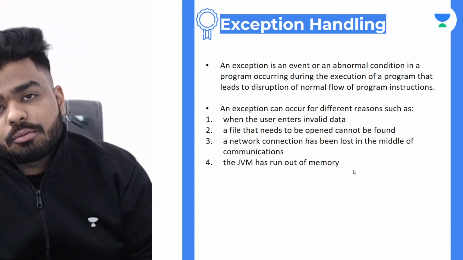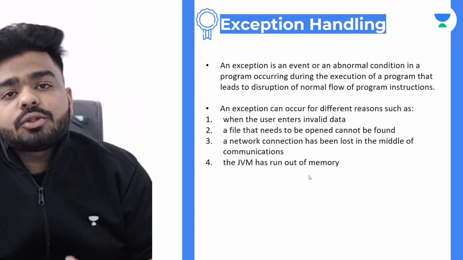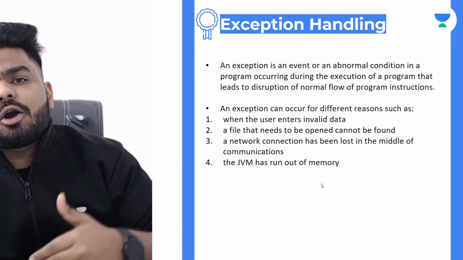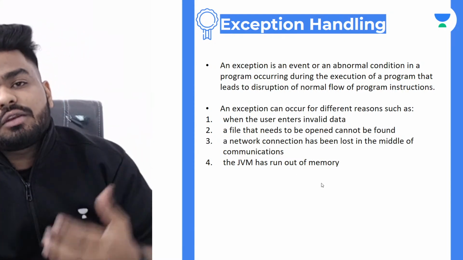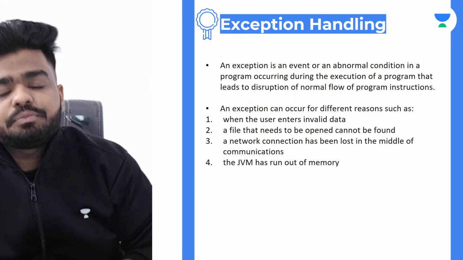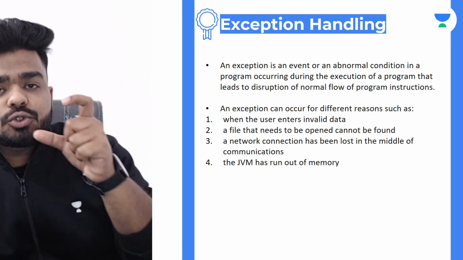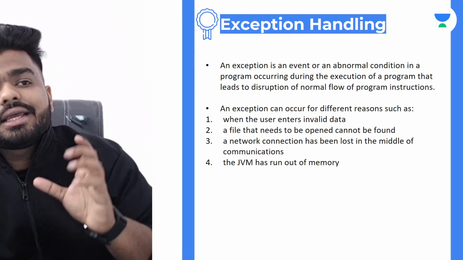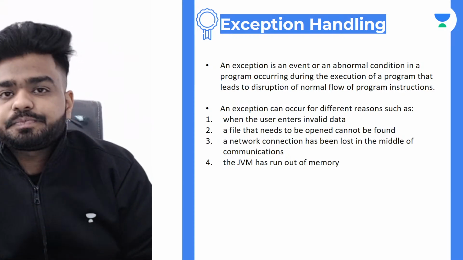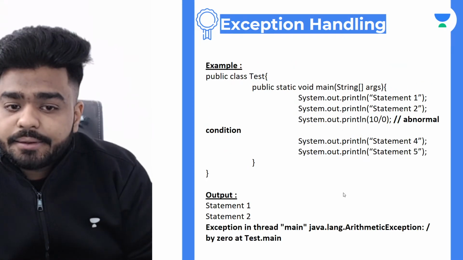The JVM has run out of memory, this can also happen sometimes. So these are nothing but exceptions. We'll see how many types of exceptions there are and how we can handle them. We'll do everything. But now please tell me, the small accident example from before, can you relate that with it or not? You can relate it. Okay.